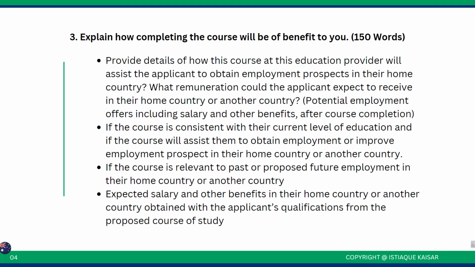So you need to mention that. So this is pretty straightforward. You're mentioning your salary expectations, you're mentioning the benefits which you are getting with your job. So overall, you need to show that you are a genuine student, and because of this degree you are getting these kinds of benefits in the future. This is why you are planning for this degree.